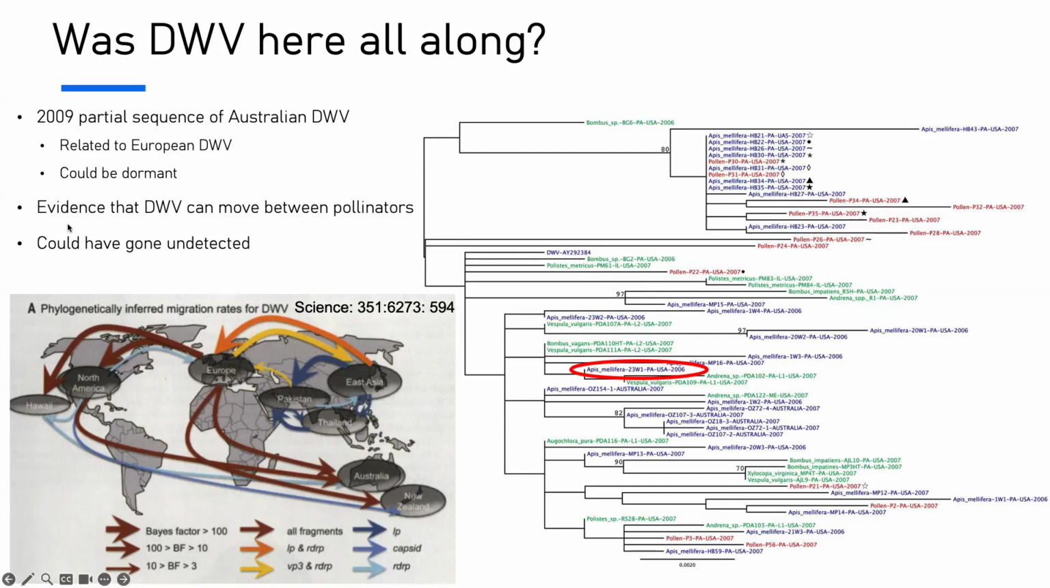As I have mentioned in the introduction, the Deformed Wing Virus can infect a large number of pollinators and actually non-pollinating other insects as well. So could it have gone undetected for so long? And is it possible that it was there, but it stayed dormant and nobody really noticed it, especially in the absence of Varroa, which is a major factor in transmitting the Deformed Wing Virus?